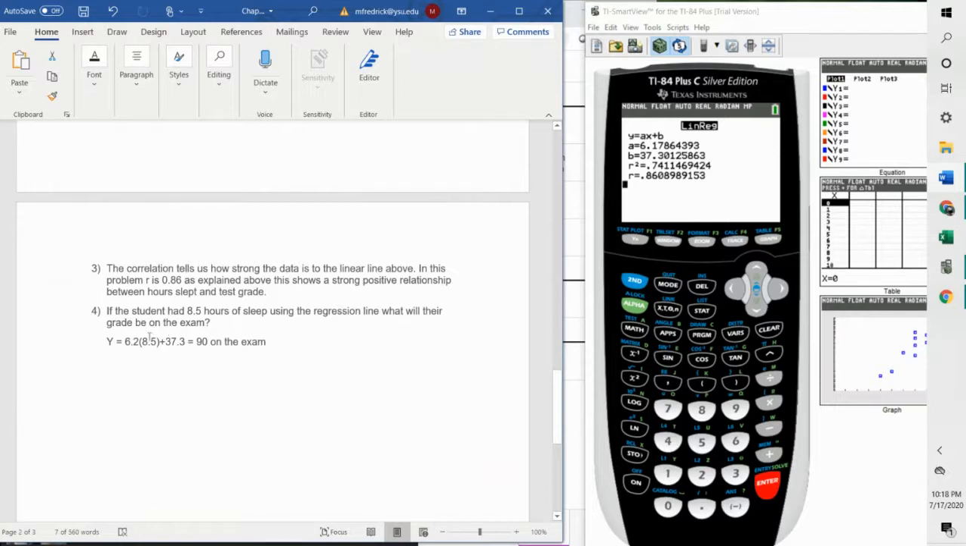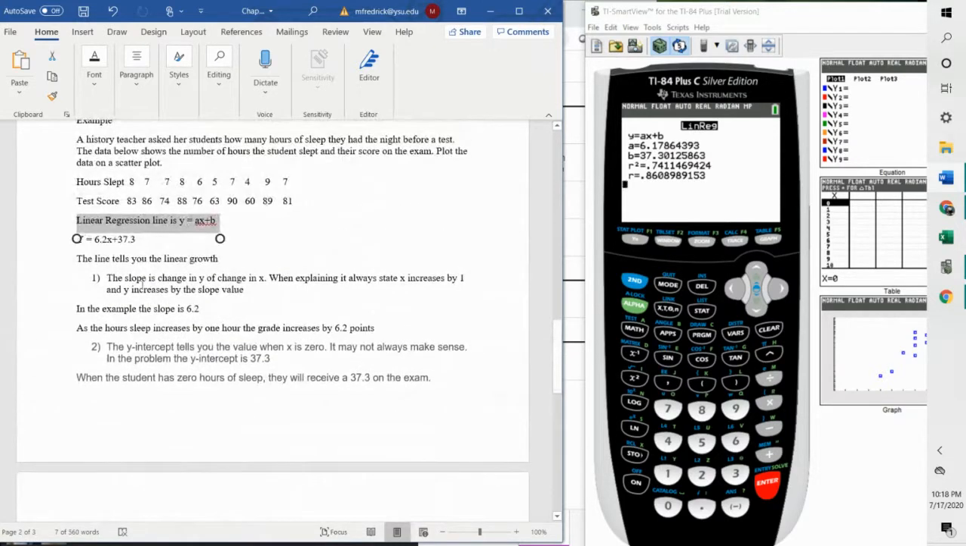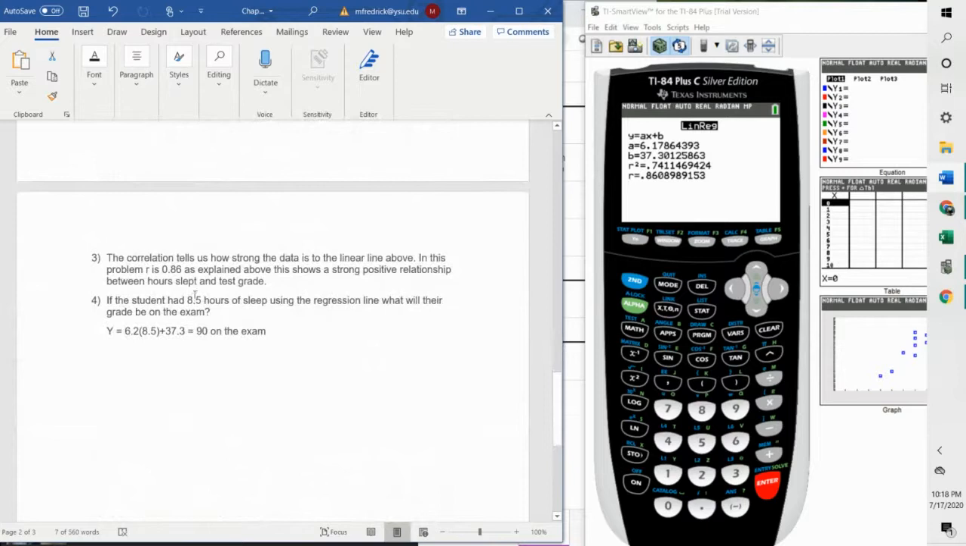Another thing they ask for once you know your relationship with your equation, if students slept 8.5 hours, you could tell them approximately what they could get on an exam. And so if you have 6.2, you just plug from the equation we got earlier. Right here, this equation, in place of x, you'd put the 8.5. So if we want to find out in 8.5 hours, we plug it in here.